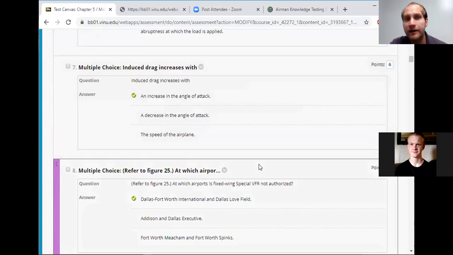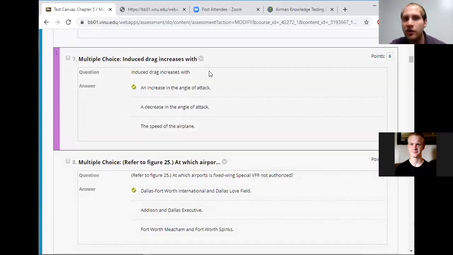All right, we have more aerodynamics questions. Induced drag. Induced drag increases with an increase in angle of attack. So if we hold our nose up and we increase our angle of attack, we are increasing induced drag. Induced drag is going to be most apparent at high power settings, low air speeds, high angles of attack. Think about that wake turbulence, those wingtip vortices. Aerodynamics.